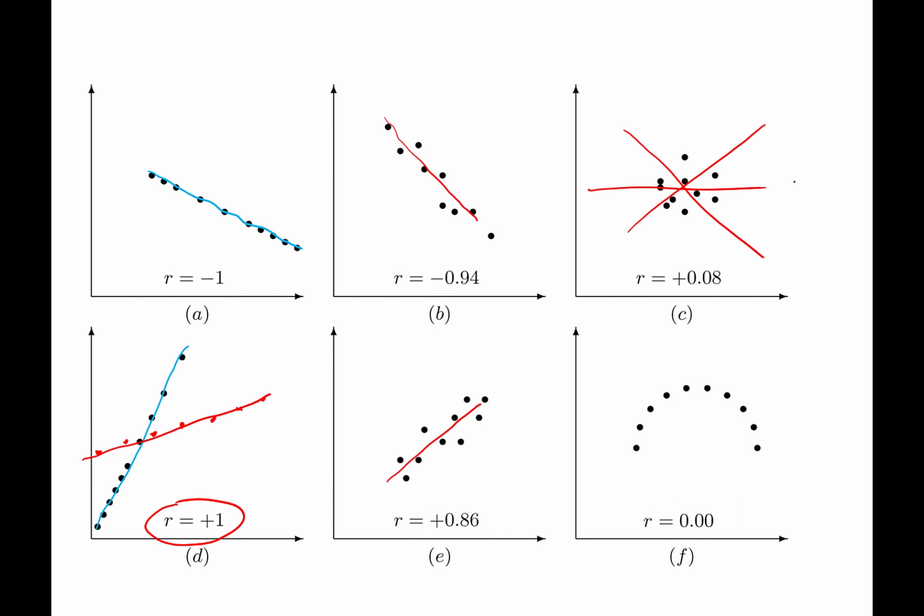For the last graph, graph F, there definitely seems to be a relationship between X and Y. However, it's not linear. And notice your correlation coefficient is not picking that up. So even though there is a relationship between X and Y, it's not linear. Therefore, your correlation coefficient does not pick it up.